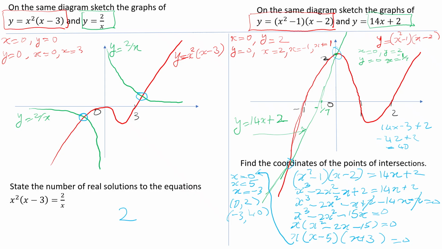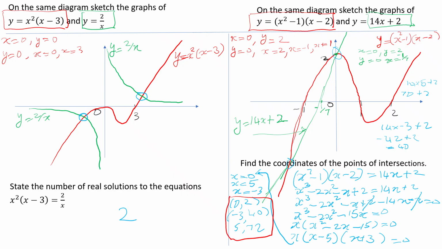And another one, x equals 5. So 14 times 5 plus 2, which is 72. Sorry, 70 plus 2, which is 72. So 5 comma 72. So this is the answer.